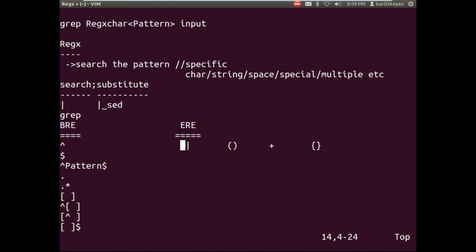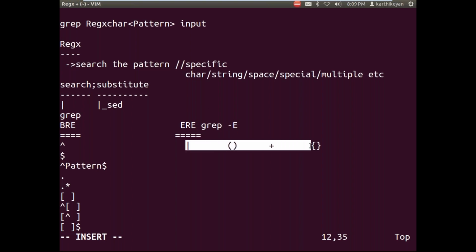Whenever using special characters like the pipe symbol or round bracket in the grep command, we can use the grep command along with the capital E option. E stands for extended regular expression. Whenever you are using this pipe or compound, plus symbol, curly braces, we should use the capital E option.